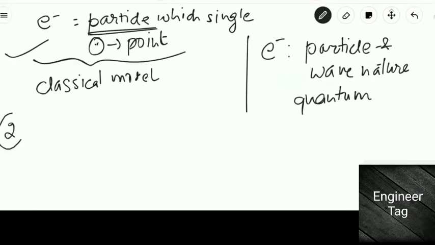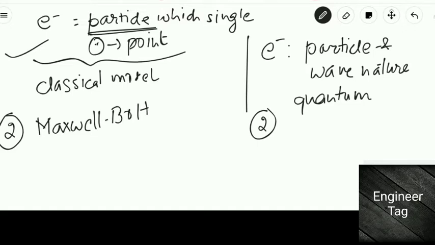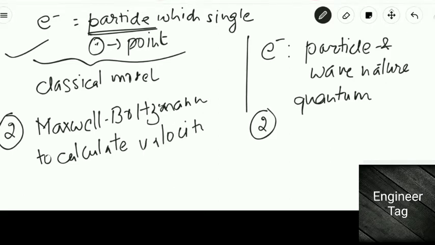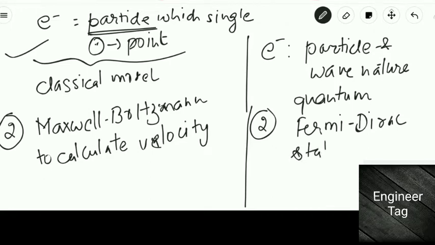Second difference is that when we calculate the velocity, in this case, we use Maxwell-Boltzmann statistics, to calculate the velocity with which electrons move inside a material. That is according to Maxwell-Boltzmann statistics. But in quantum mechanics, we discuss Fermi-Dirac statistics. Okay.